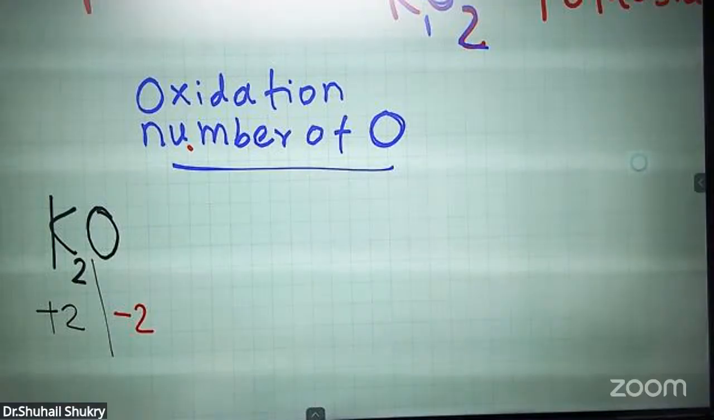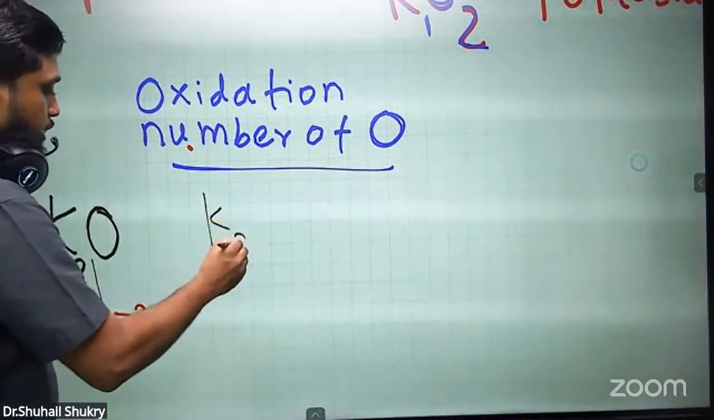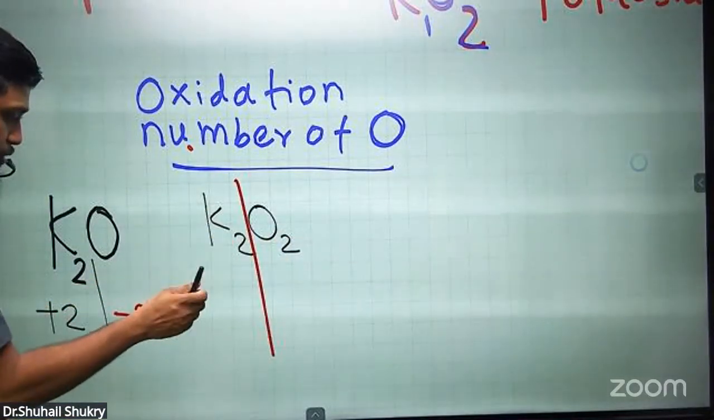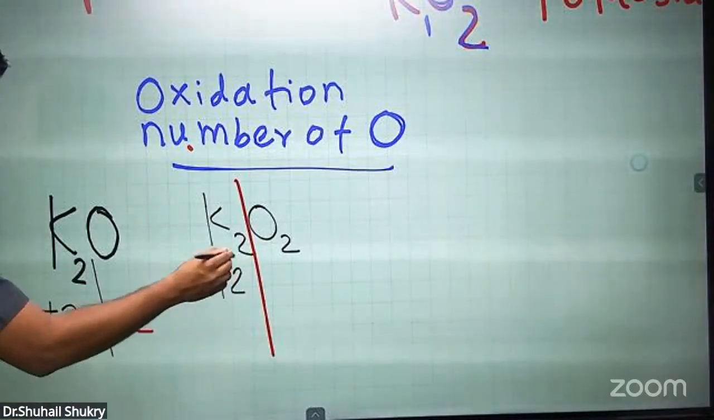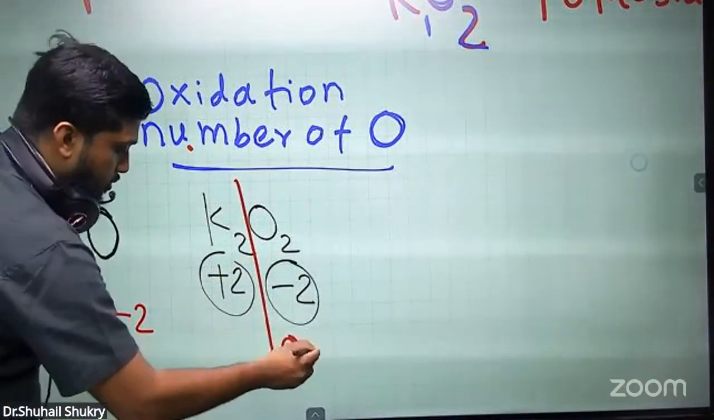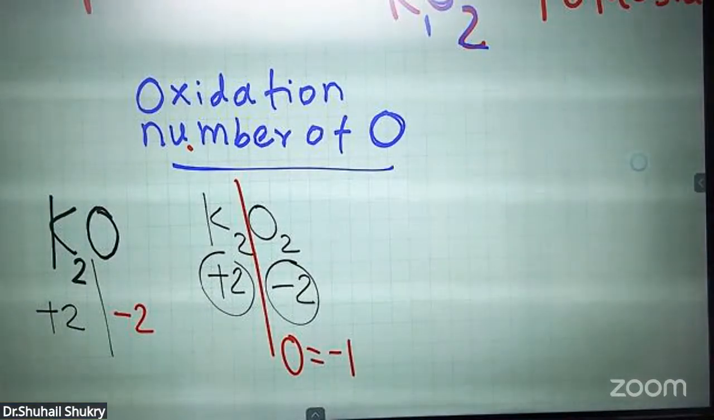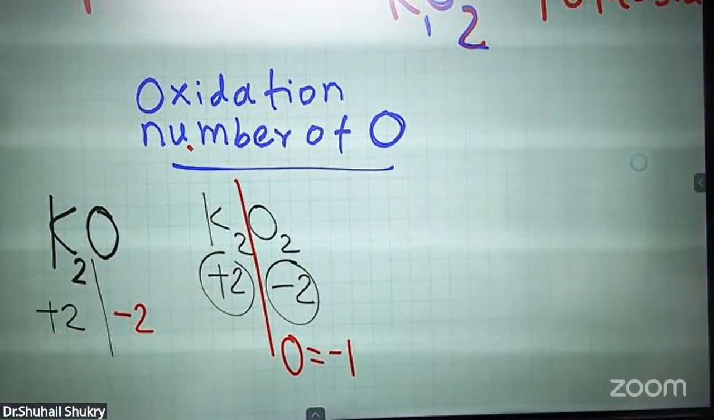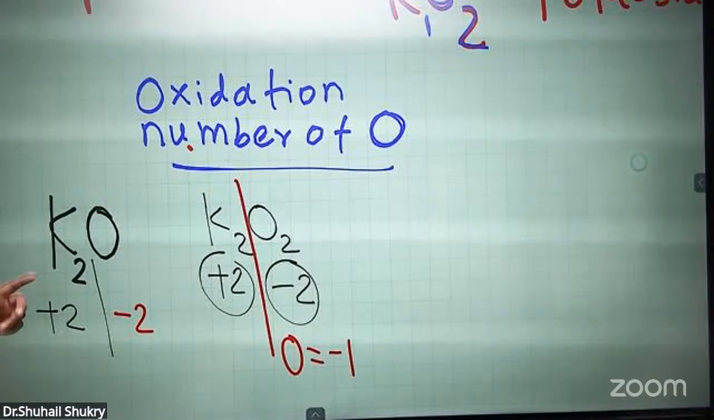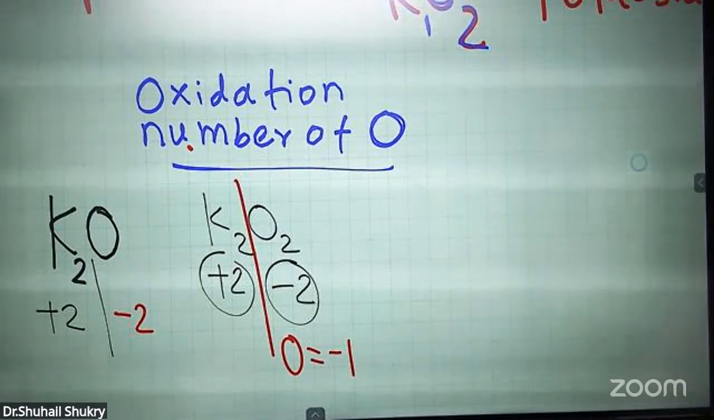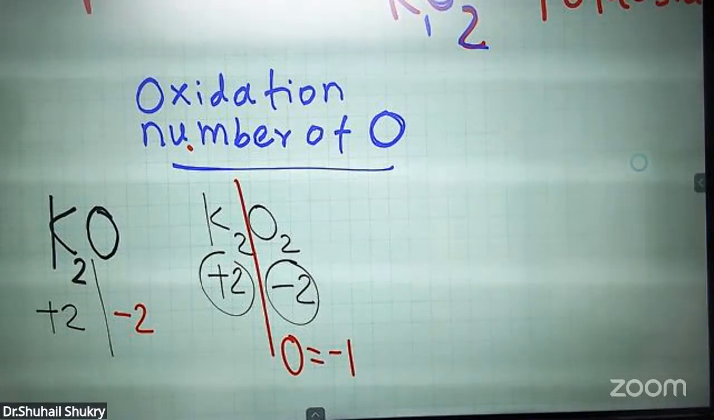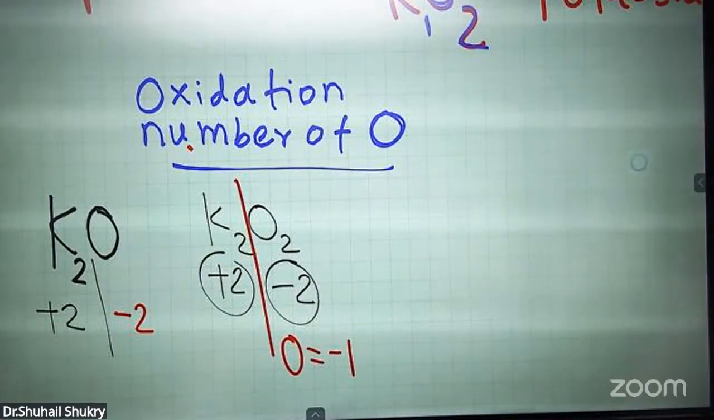Right? In peroxides, K2O2. This is peroxide. In peroxide, 1 potassium is +1, then 2 potassiums are +2. This is +2, so this one should be -2, right? This is -2, so 1 oxygen is how much? 1 oxygen is -1. So in peroxides, the oxygen oxidation number is -1. Always 1 potassium is +1, because group 1 elements are always +1: lithium, sodium, potassium, rubidium, cesium. All these, the oxidation number is always +1.